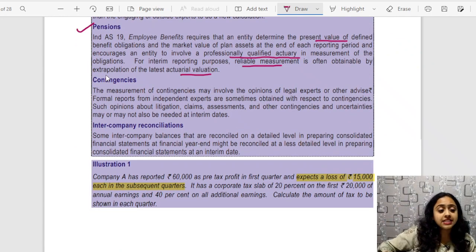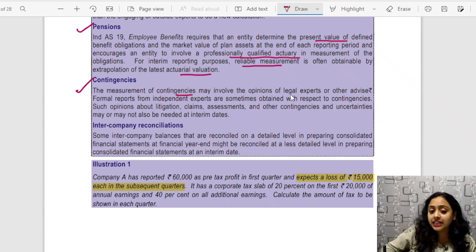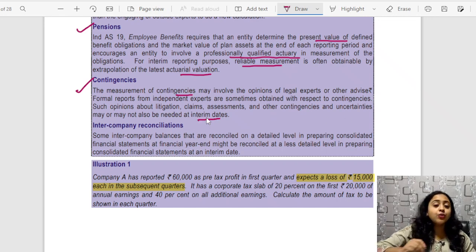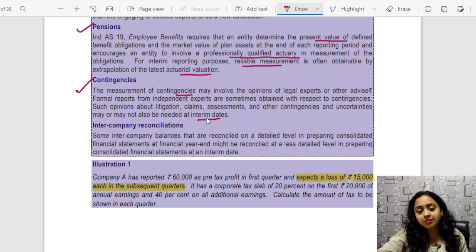Next, contingencies. The measurement of contingencies may involve the opinion of a legal expert and other advice. Formal reports from independent experts are sometimes obtained with respect to contingencies. What you can do is form your own opinion, and such contingencies and uncertainties may or may not be needed for the interim dates. You do not need to reassess them every time for the interim financial statements because it is quite time taking and costly. You can do it for the annual statements.